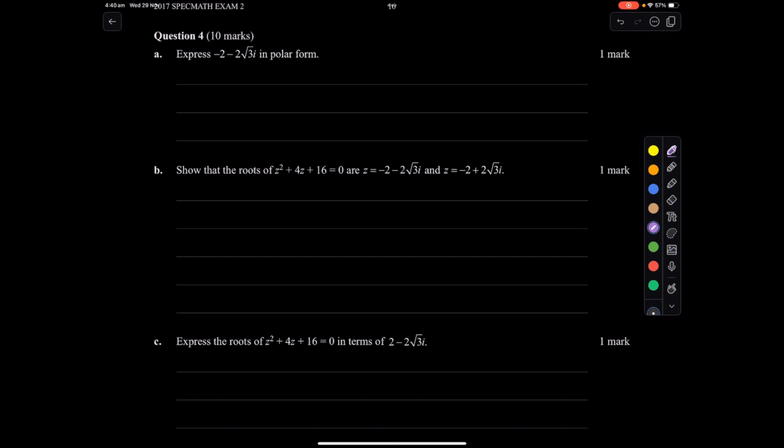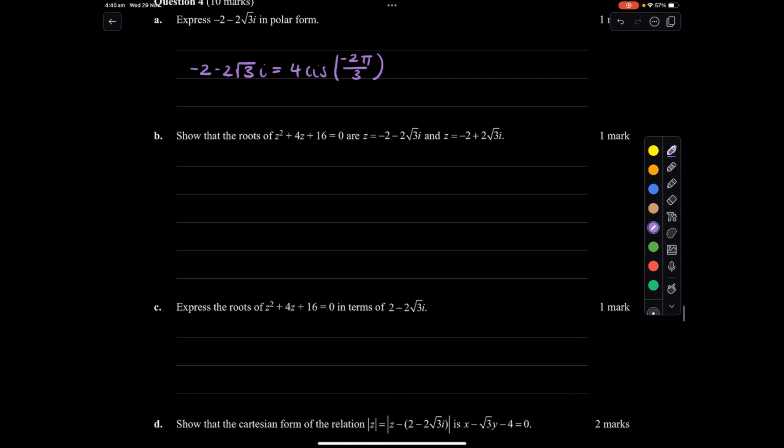Let's write that down. So we can say that negative 2 minus 2 root 3I is just equal to 4 cis negative 2 pi over 3. That's it. Show that the roots of this are these two.